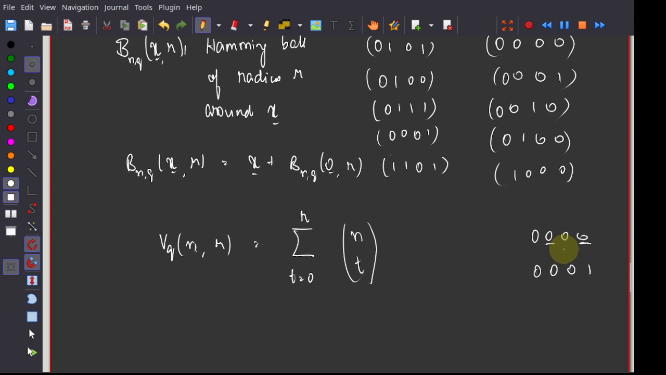Or if it's a larger field, how many possible values can you replace these with? q minus 1 power t, right? So in each location, you can replace it with q minus 1 values. All the values that you replace it with should be different from the value that is originally there, right? So I have q minus 1 raised to t possible values I can replace it with in those t locations. So this is the total volume of the Hamming ball.